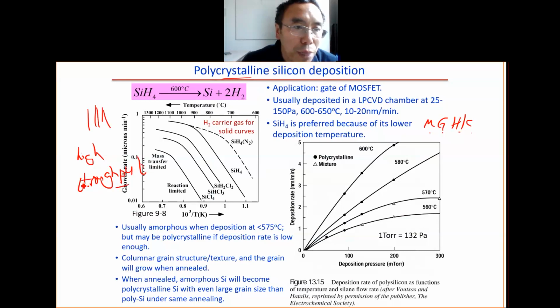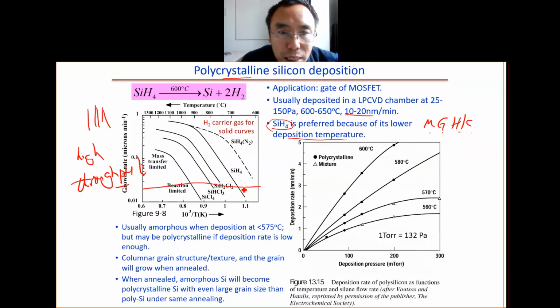So we can put many wafers in at the same time. The deposition is at 600 degrees and 10 to 20 nanometers per minute. We use silane gas. The silane gas gives a lower deposition temperature, as you can see here. This is the silane for the same deposition rate. This is the deposition rate. For the same rate, we will look at here.